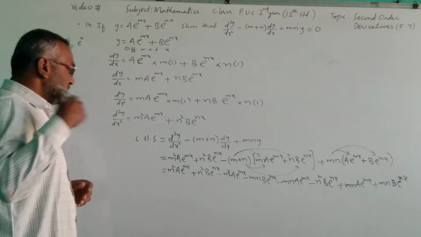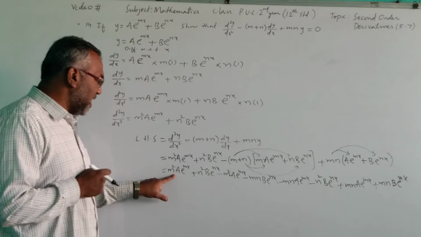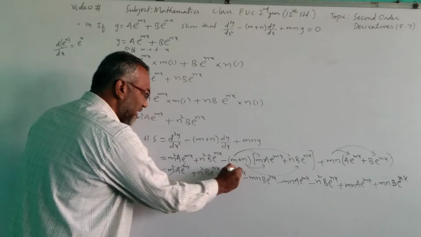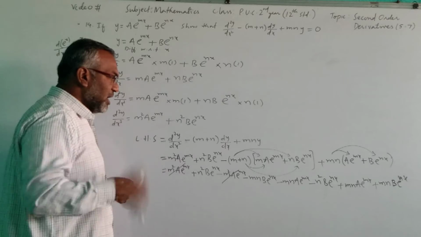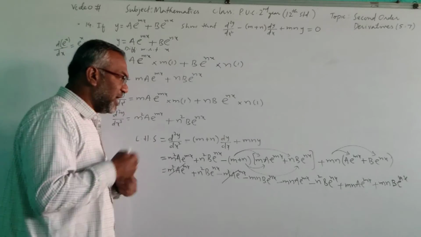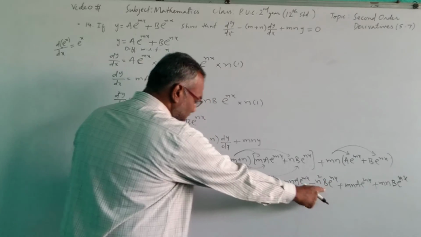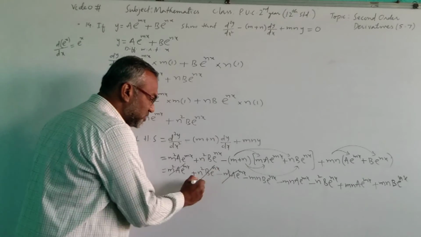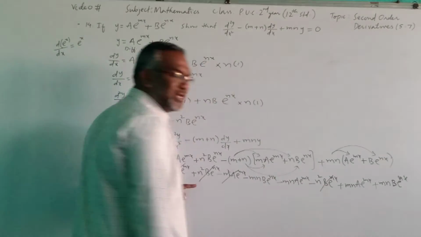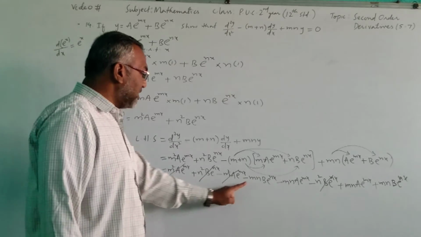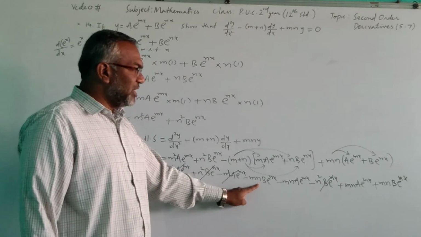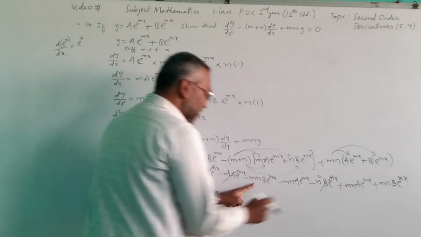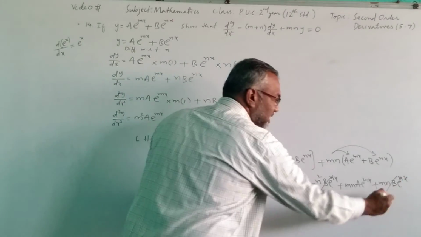Now, see, we have a positive m square a e to the power of mx here, and we have a negative m square a e to the power of mx here. They get cancelled. Then we have n square b e to the power of nx with a plus, and the other is minus n square. These two terms are the same but have different signs, so they get cancelled. Then we have minus mn b e to the power of nx and plus mn b e to the power of nx. These two terms are also the same but have different signs. They will also get cancelled.